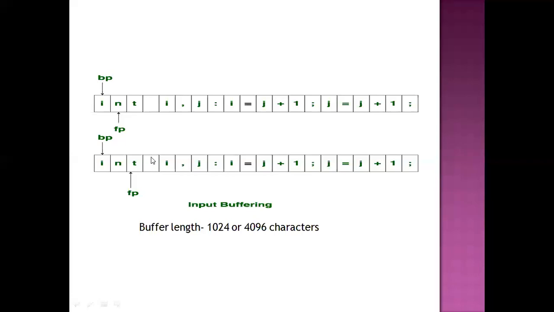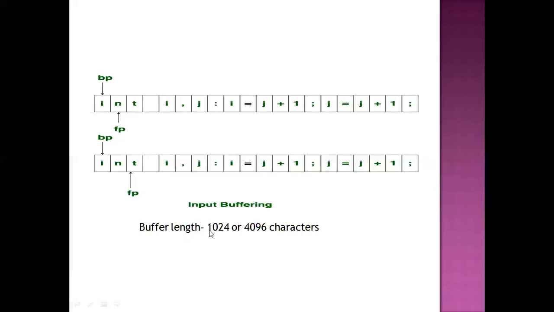After that the begin pointer is placed here. Next the forward pointer moves again and identifies this i, then moves again and identifies the symbol, and like this it scans the entire buffer. When it reaches a blank, the entire lexeme has been scanned and it will be placed.